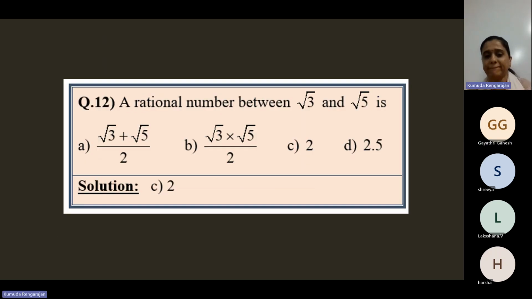Ma'am, can we say that between root 3 and root 5 we have root 4, so root 4 is equal to 2? But what if this value was given? What will you do if this was given? In this case, you're right. For the options given here, you're right. She says root 4 is between root 3 and root 5, and root 4 is 2. So 2 is the correct option. You're right, Gayatri.